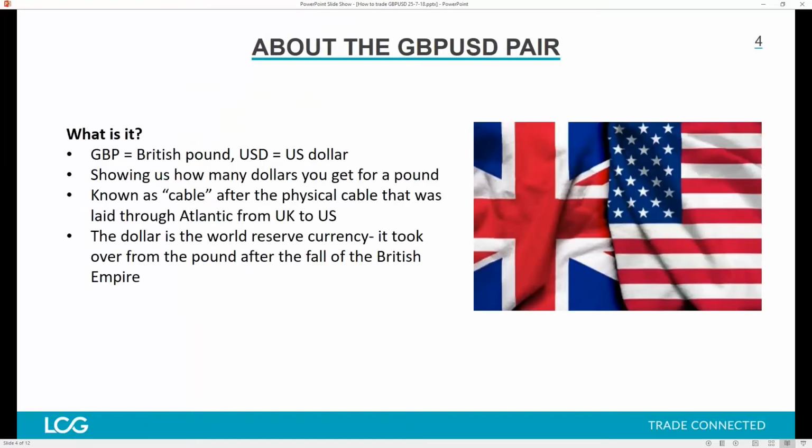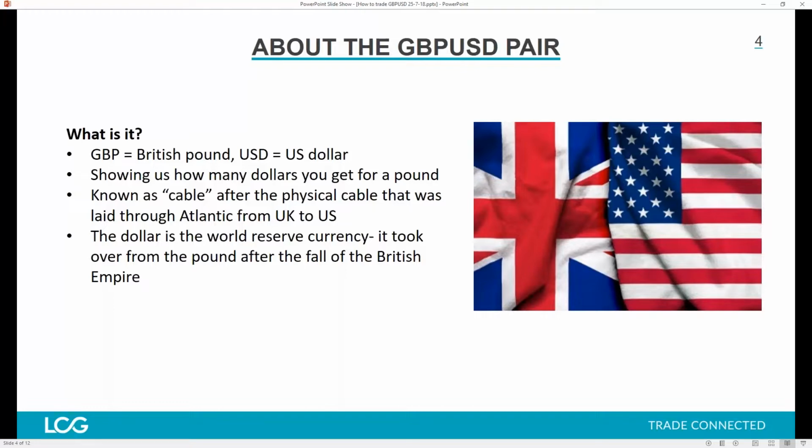So what is it? GBP obviously stands for the Great British Pound. The USD is the US dollar, United States dollar. So in essence, what you're looking at is how many dollars you get for a pound. If you look at that exchange rate and you imagine it saying GBP USD, the GBP is 1, and the amount it's equaling, say for example right now, is 1.3. You're saying that £1 is equal to 1.3 US dollars.